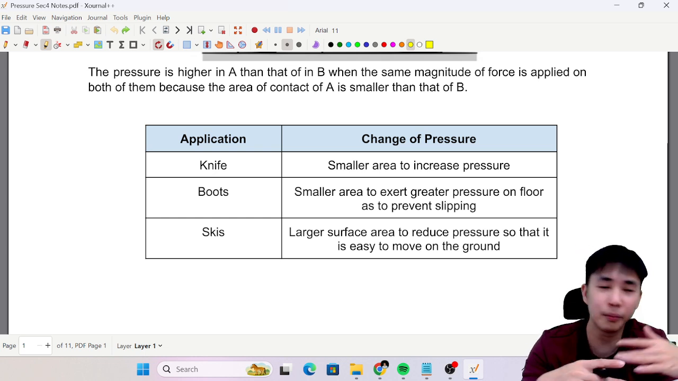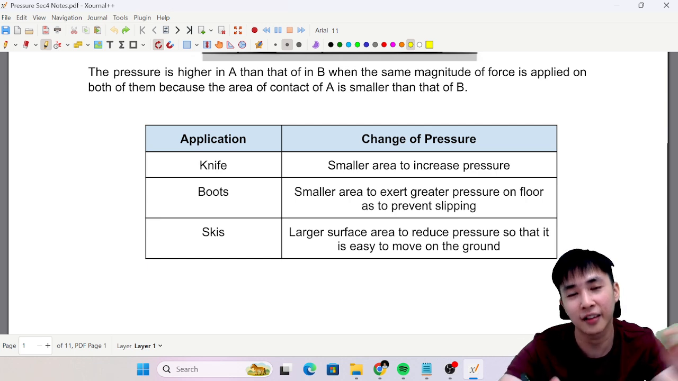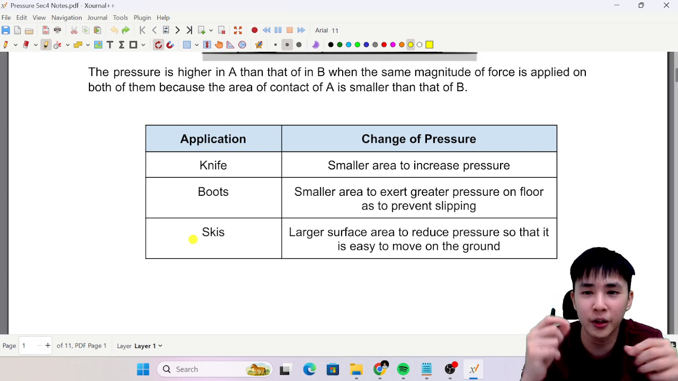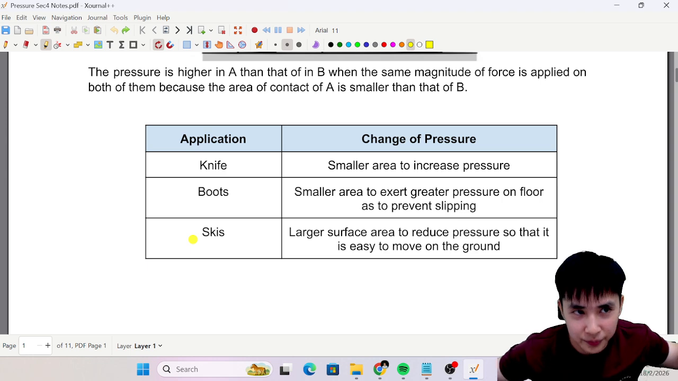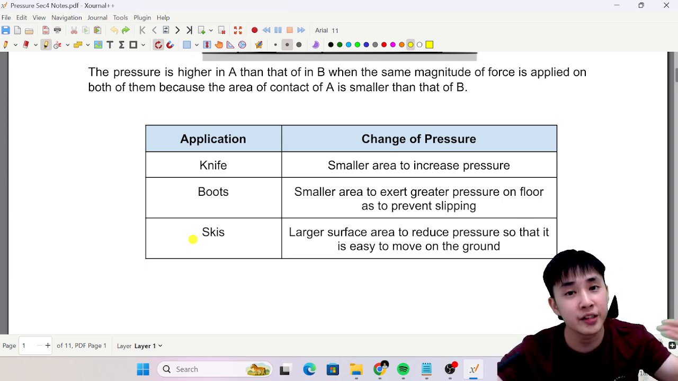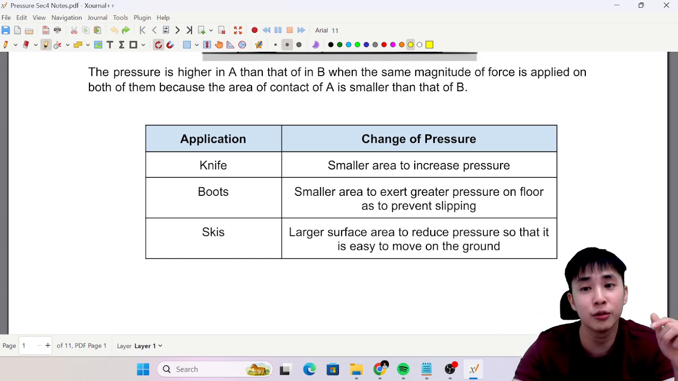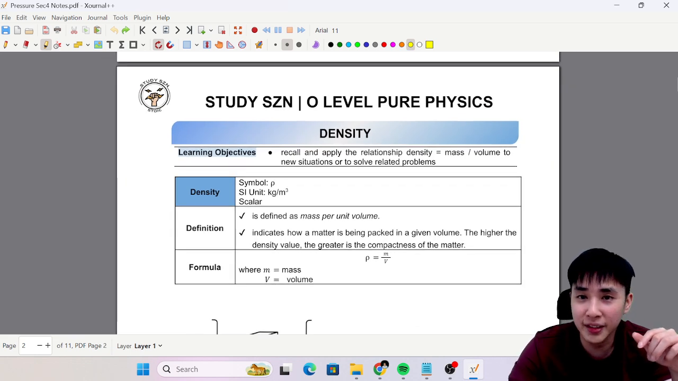On the complete opposite side, if you don't want to pierce through the ground, you want to glide, then you have something like skis. If you go skiing or snowboarding before, you know that the whole purpose of the ski or the snowboard is to increase the surface area so that your pressure is reduced. So that way you don't cut into the ground. So that's the basic concept behind pressure.